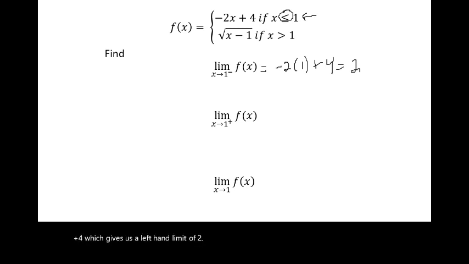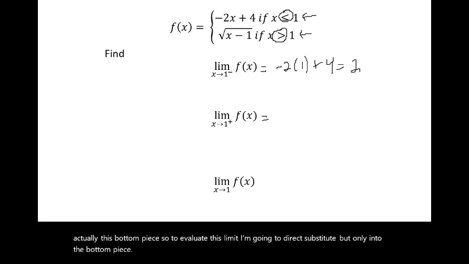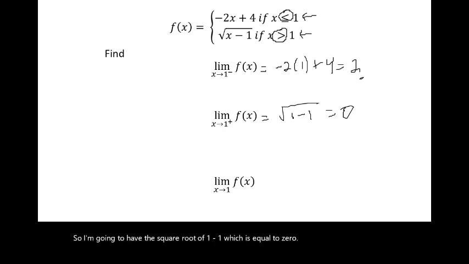Now for the limit as x approaches 1 from the right of f of x, values to the right of 1 are values that are greater than 1. So the piece that's defined for x's that are greater than 1 is actually this bottom piece. So to evaluate this limit, I'm going to direct substitute, but only into the bottom piece. So I'm going to have the square root of 1 minus 1, which is equal to 0. So because the limit from the left does not equal the limit from the right, the limit as x approaches 1 from both sides does not exist.